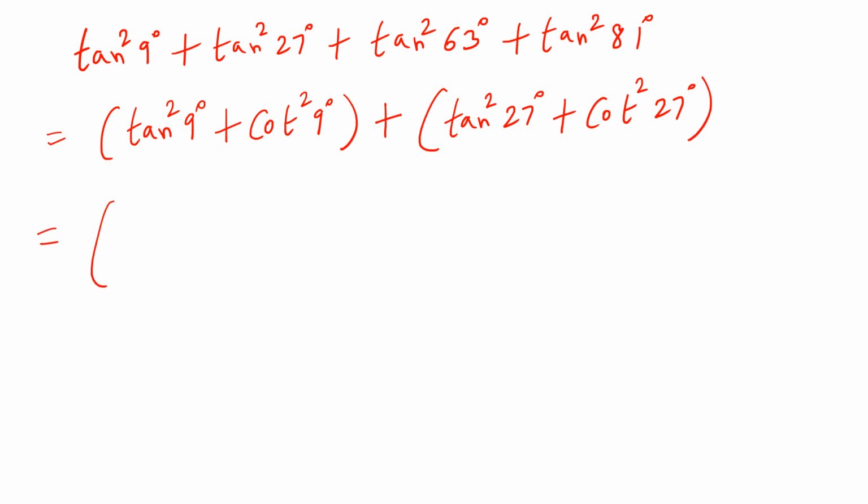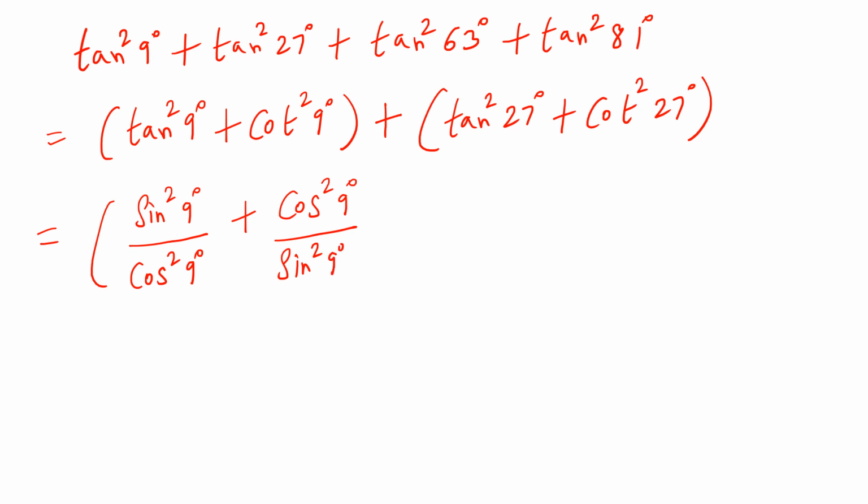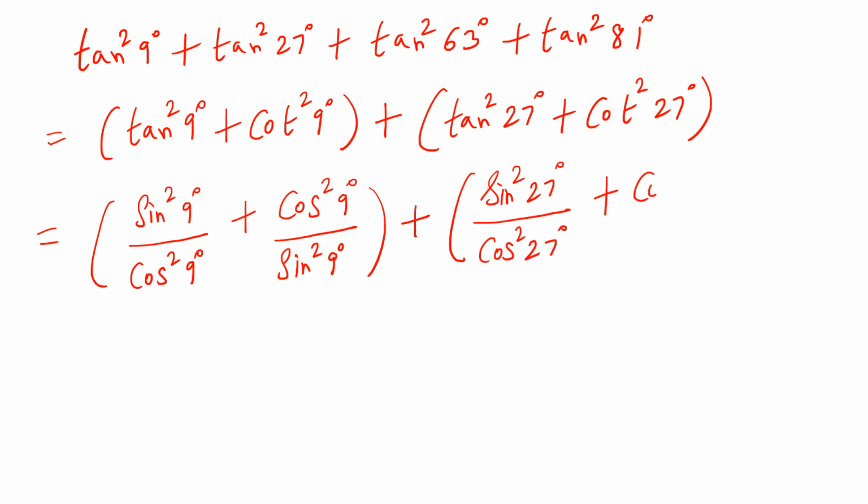Now this further becomes equal to sine square 9 degree divided upon cos square 9 degree plus cos square 9 degree divided upon sine square 9 degree. In the second group, it becomes sine square 27 degree divided upon cos square 27 degree plus cos square 27 degree divided upon sine square 27 degree.